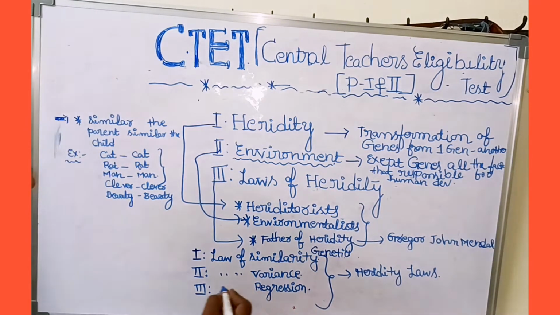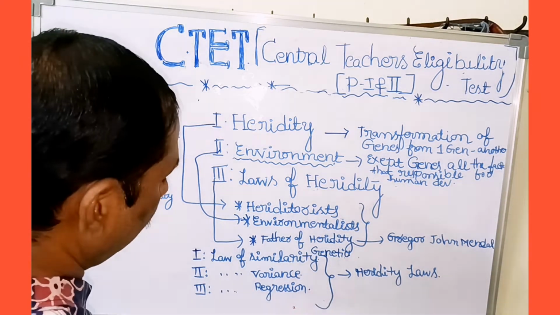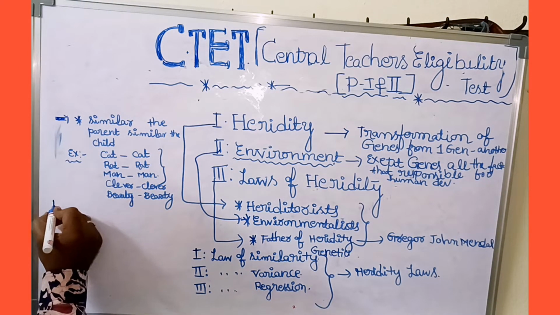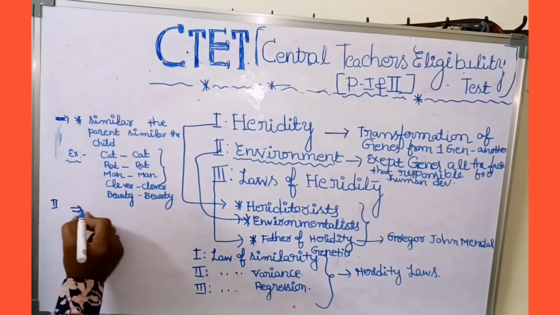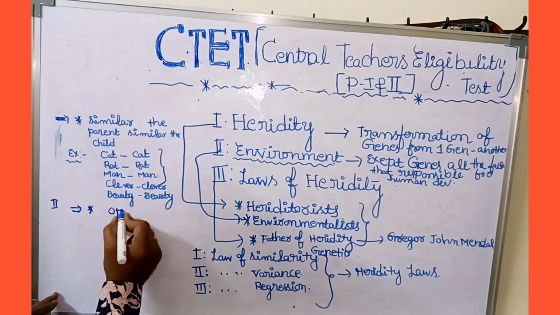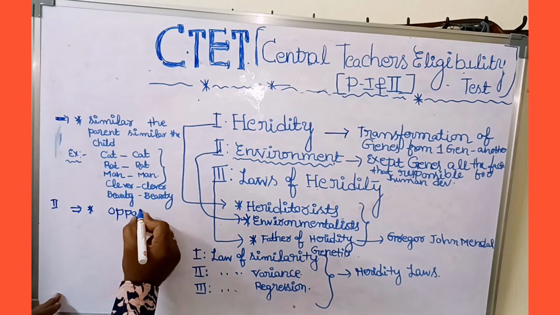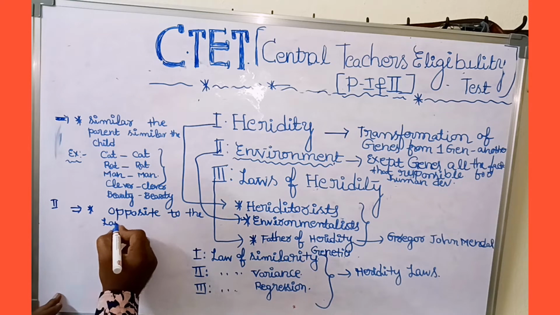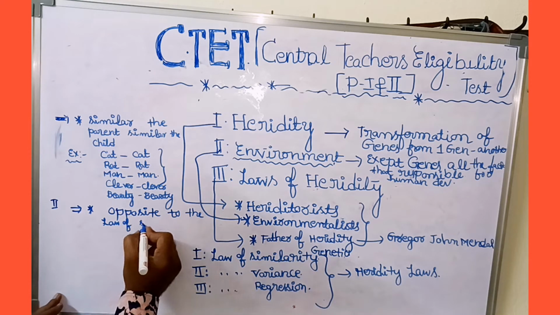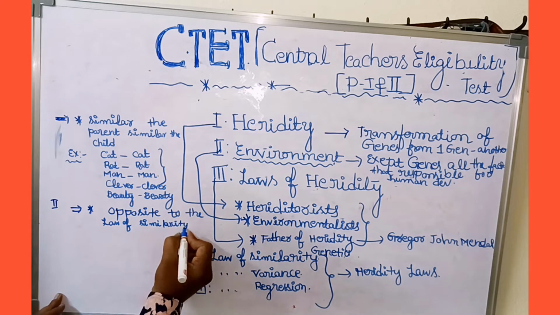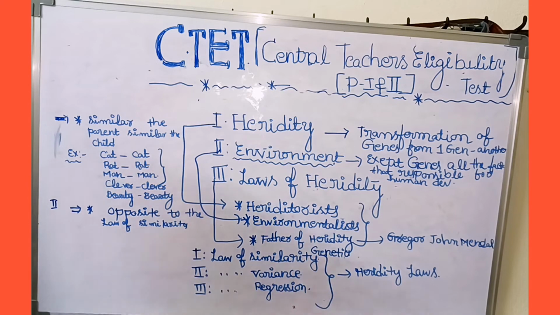And next one is law of variance. It is opposite to the law of similarity. Why? Because several reasons are there.